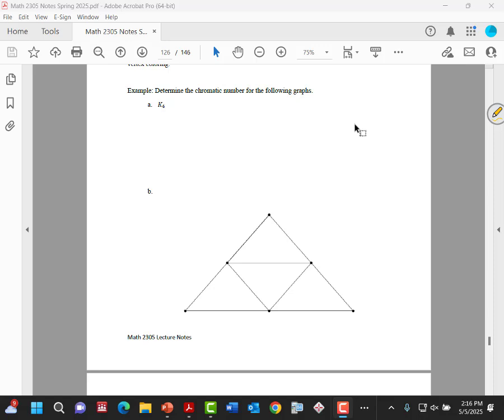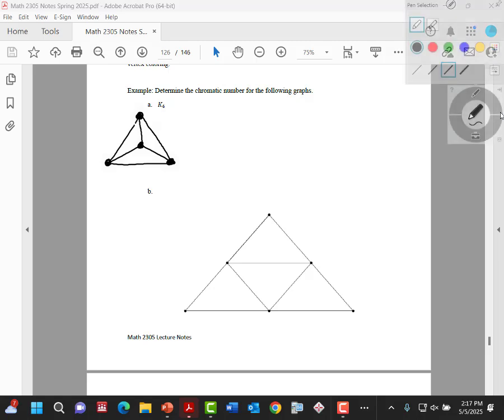So let's do an example or several examples. Determine the chromatic number for the following graphs. So let's take a look at K4. So if you remember, what did K4 look like? I could draw K4 as follows. Like so. Try to make these vertices a little bit bigger. So I'm going to now color this graph. And let's color it this way.